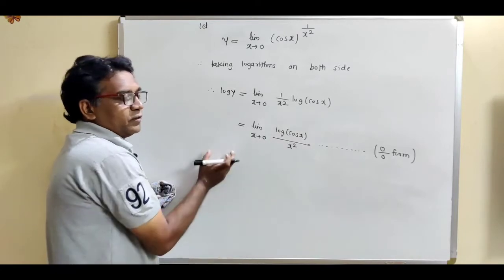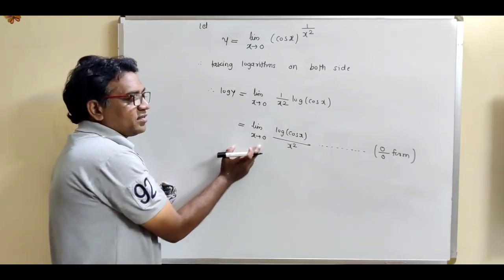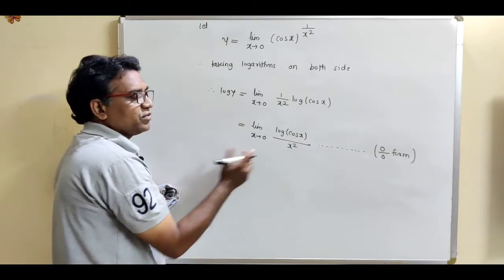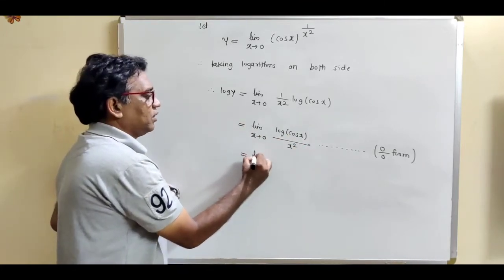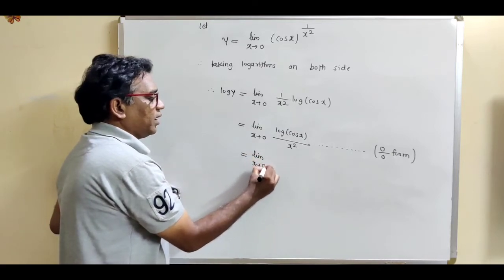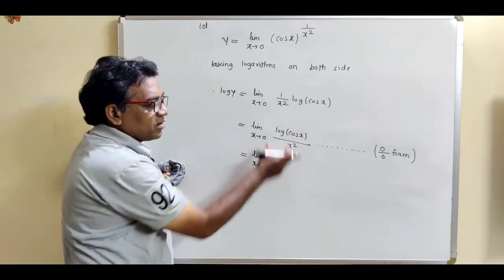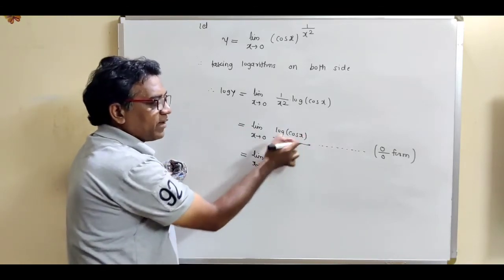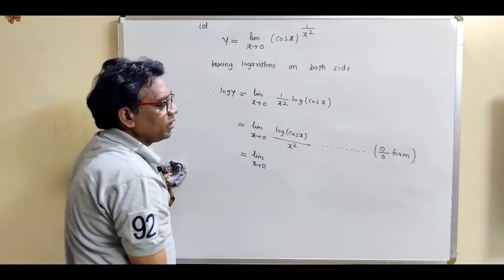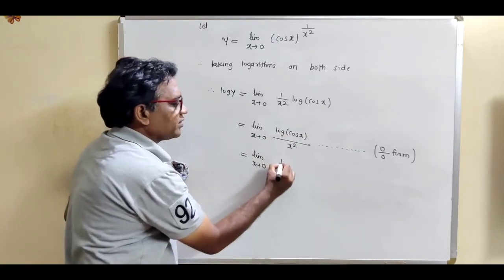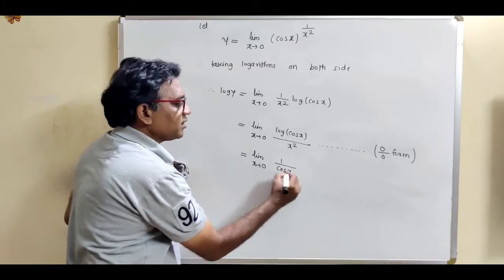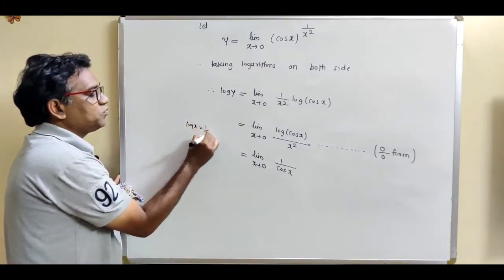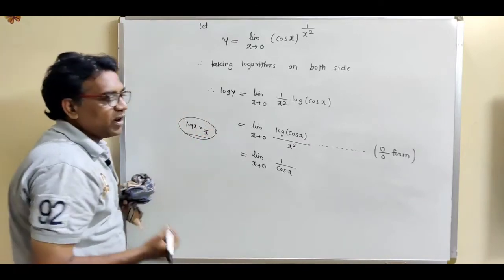So obviously this limit is in division form, and the form is 0 by 0. So we can use the L'Hopital rule. What is the L'Hopital rule? Just take the separate derivatives: the derivative of the numerator divided by the derivative of the denominator. The derivative of log x is 1 upon x. This is the standard formula.